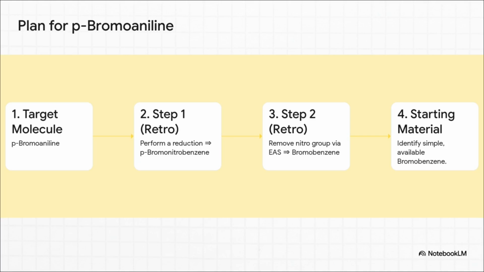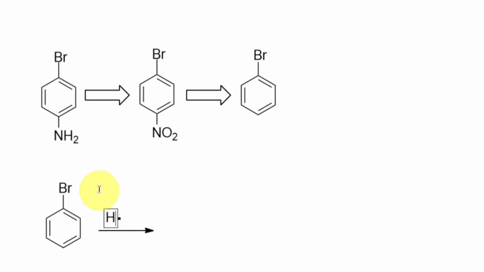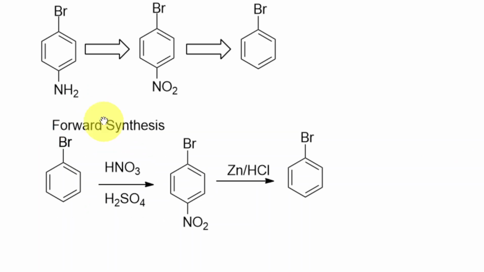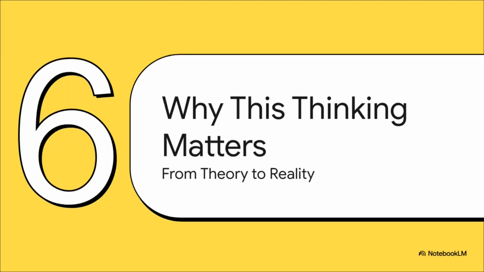What's this made from? Well, we know we can add a nitro group to plain old bromobenzene using a really common, well-known reaction. And just like that, boom, we worked our way back to a simple, cheap, readily available starting material. We now have a clear, logical, and efficient blueprint. So we've seen the logic, we've learned the language, and we've walked through an example. But why does this one idea, this simple flip in perspective, matter so much? How does this actually change the real world?